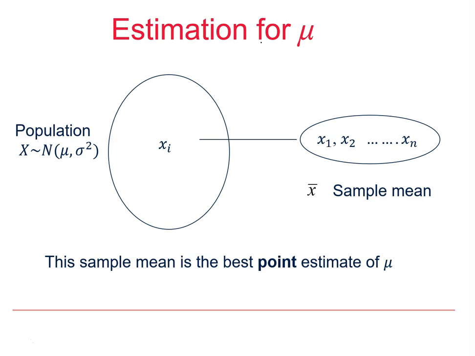And if we look at how we could estimate an unknown population mean from a sample, I think the obvious way of obtaining an estimate for the population mean mu would be to obtain the sample mean, and this is called a point estimate for the population mean. It's a single value.